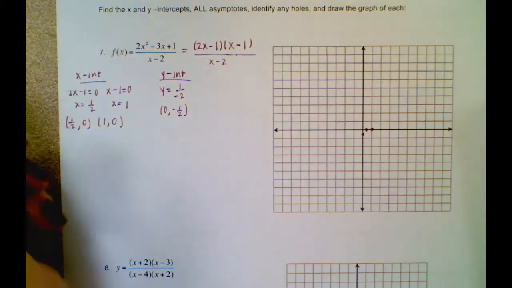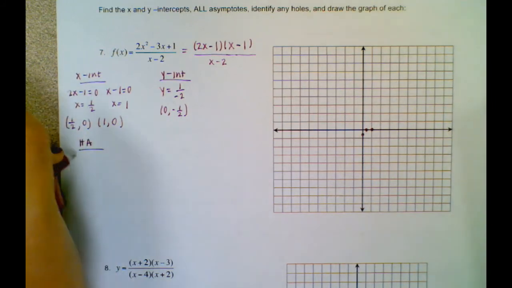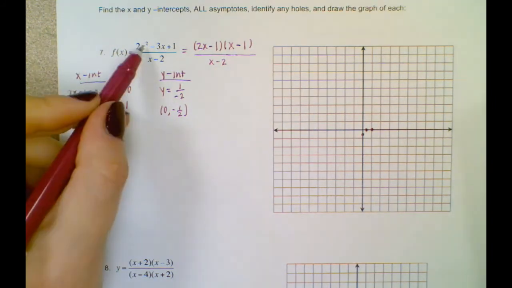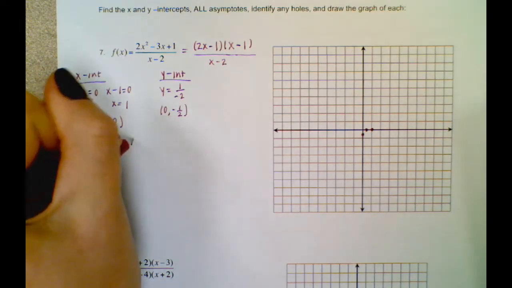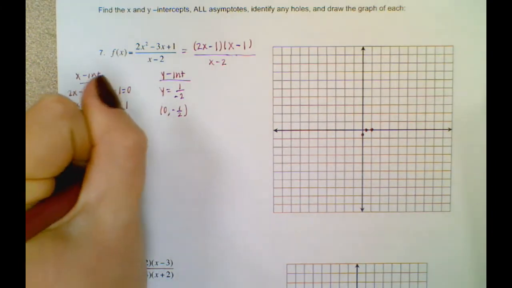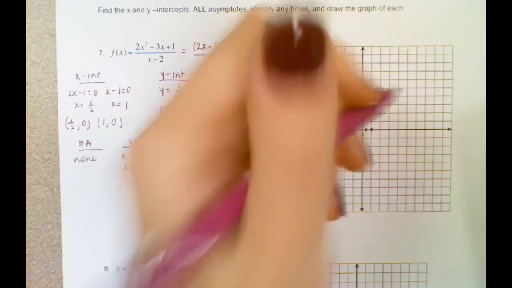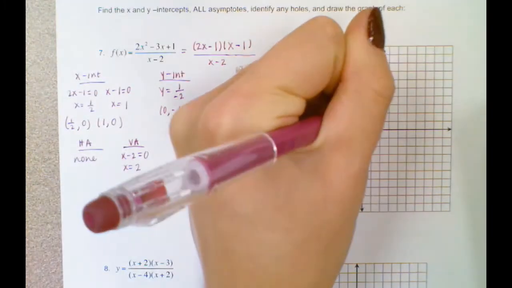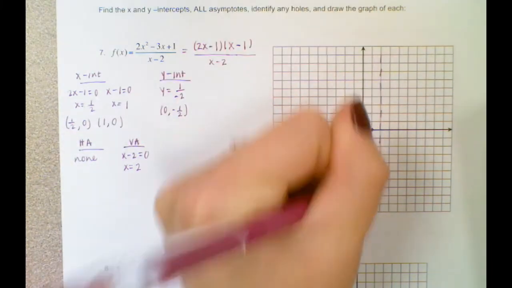Okay? All right, asymptotes. Horizontal. Let's see. The numerator degree is greater than the denominator, so I do not have one. None. Vertical asymptote. We do have a denominator, x minus 2. Set that equal to 0, so x equals 2. So that's 2. Let's draw in that horizontal, or I'm sorry, the vertical asymptote.